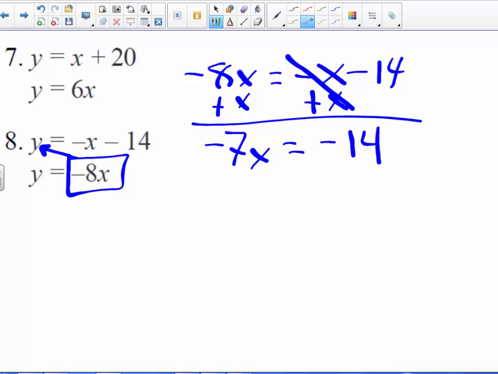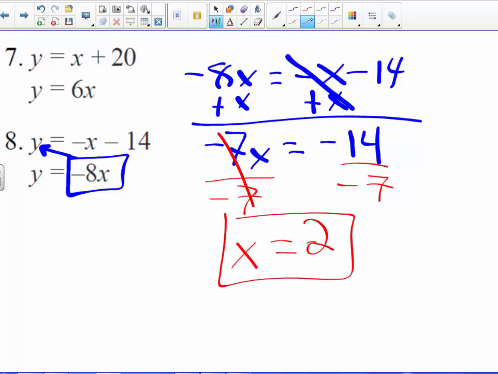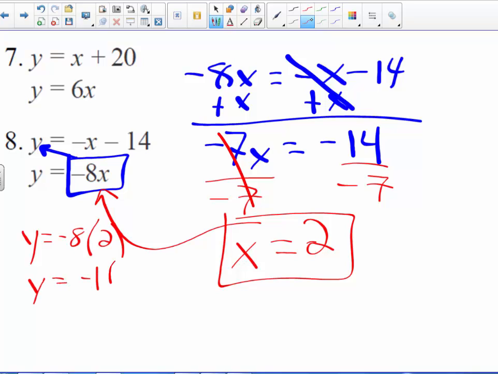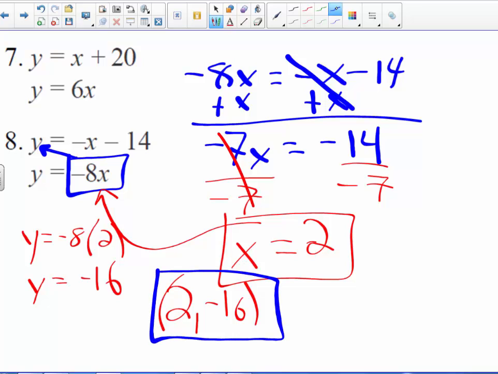Further isolate that: divide both sides by negative 7. That's going to be a 1, so you have 1x equals negative 14 divided by negative 7, which is a positive 2. Not negative, positive 2. Now that we have the value for x, plug that in and solve for y. Y equals negative 8 times 2, and you get y equals negative 16. So your solution there is (2, negative 16). Pause that if you need to. Rewind it if you want to watch it again.